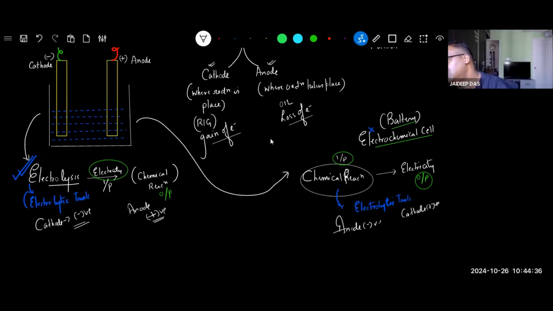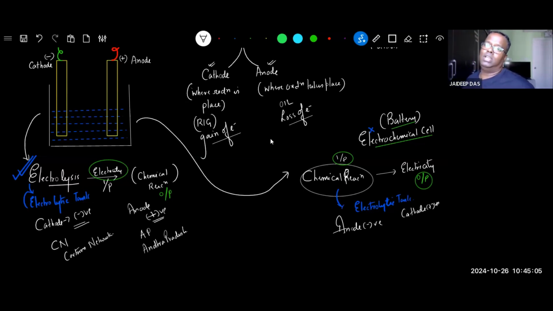So don't goof up. As long as you are studying electrolysis, the formula is very simple. CN stands for Cartoon Network, AP stands for Andhra Pradesh. You remember whatever works for you. I used to remember it like this in my childhood. In our days we had this channel called Cartoon Network. So Cartoon Network stands for cathode as negative. But not always, okay? Only when you are studying electrolysis. If you are not studying electrolysis, cathode is not negative.